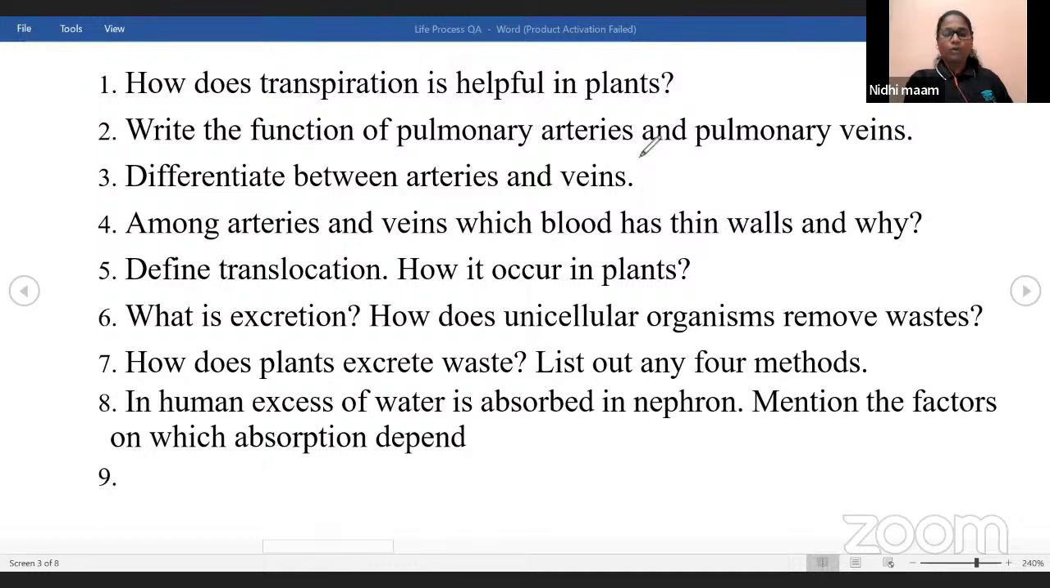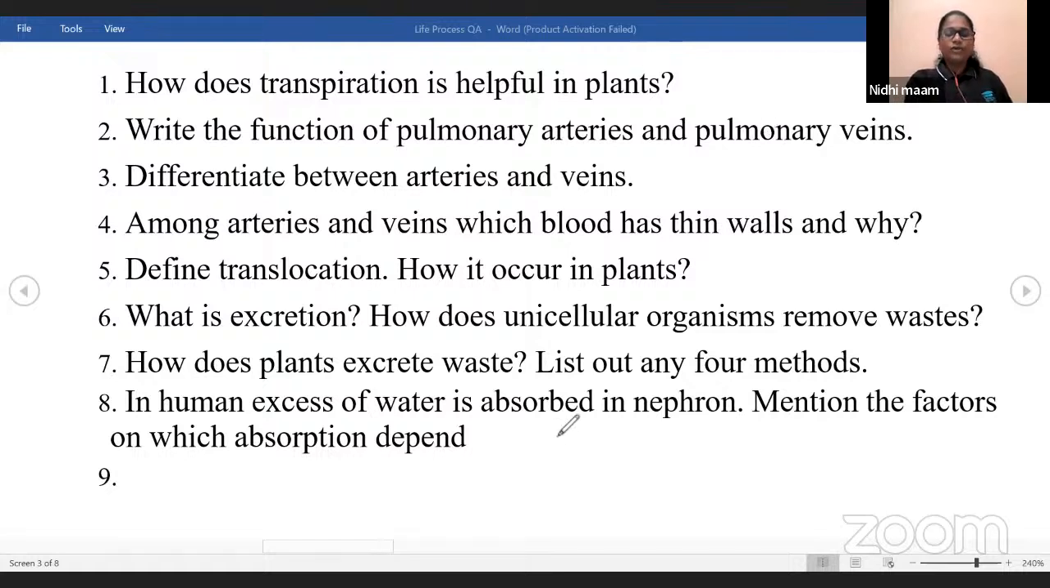7th question, how do plants excrete waste? List out any 4 methods. So how do plants excrete waste? Through resins, rubber, or we can say gums. So these all are the excretory waste of the plants. Any 4 methods we can write like that: gums, excess water going out through transpiration, and guttation. So these all are the methods through which the plant excretes waste.